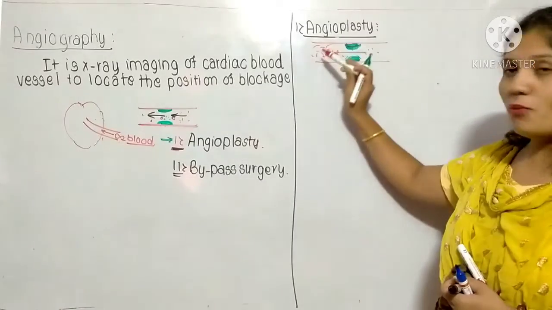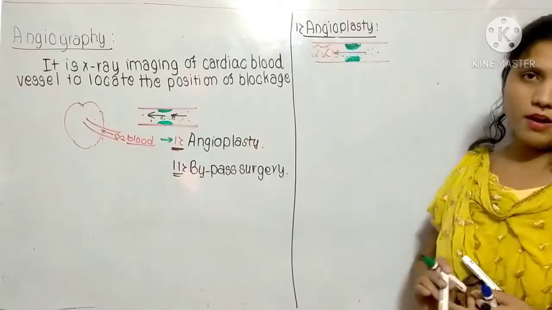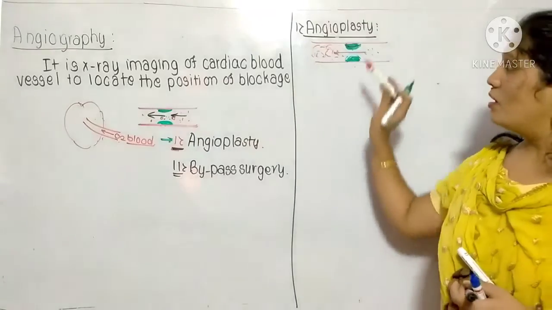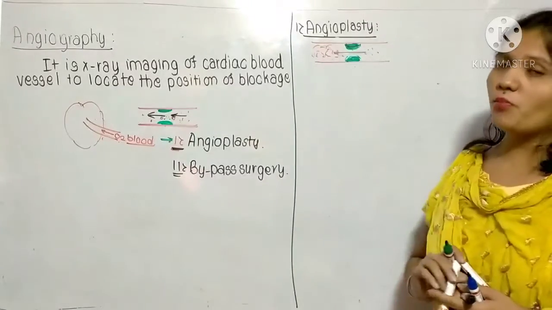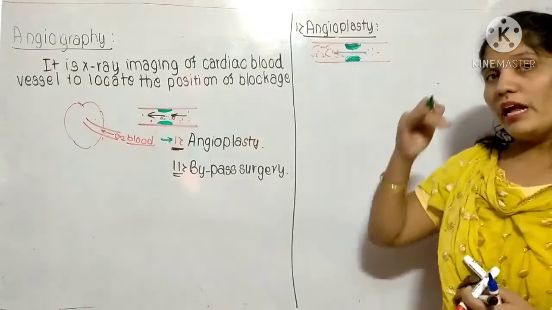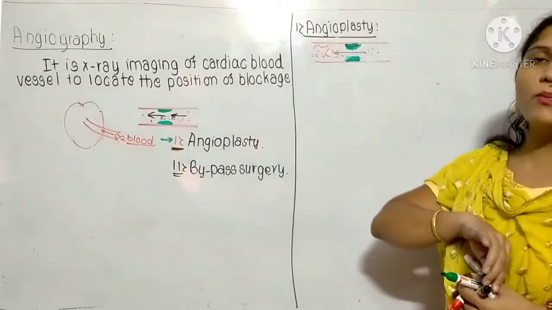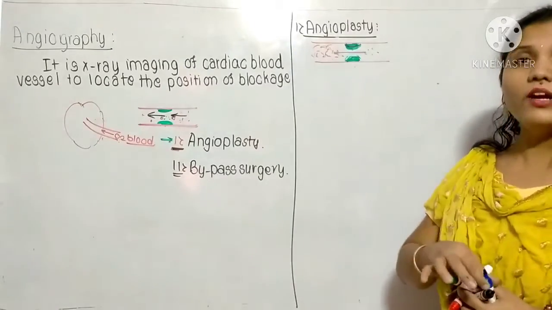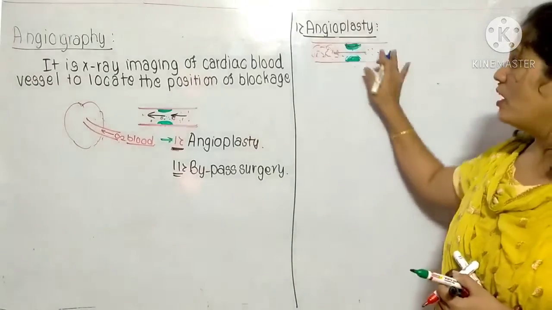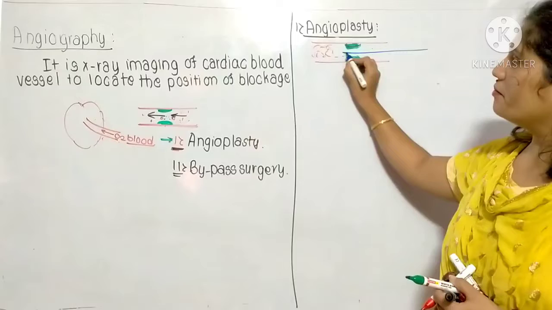And if that body part is not getting blood, then there is damage to that body part. Suppose the heart is not getting oxygenated blood properly, then there is a chance of heart attack. So to prevent that heart attack, this technique is used, known as angioplasty. What are the doctors doing in angioplasty? In angioplasty, doctors are inserting a stent.